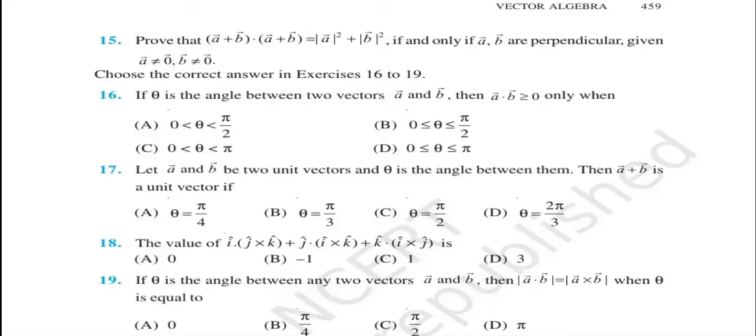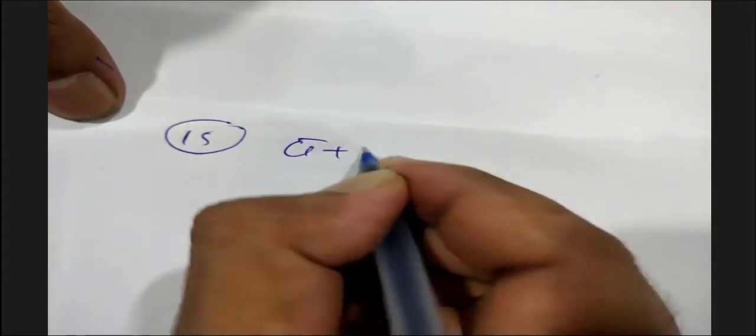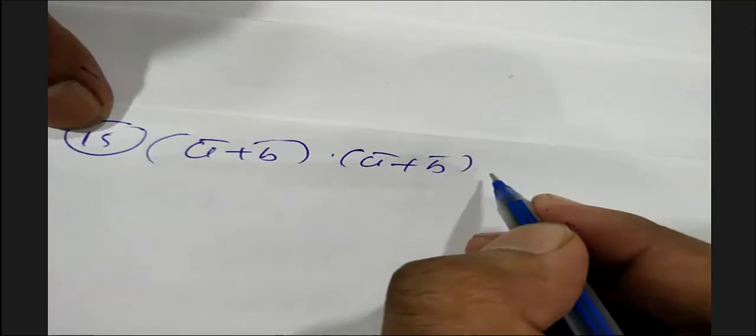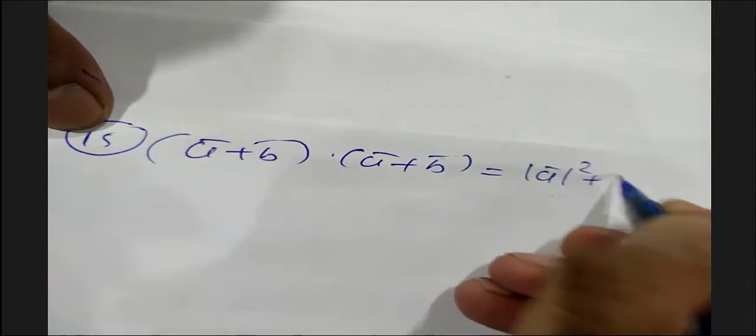Prove that (a bar plus b bar) dot (a bar plus b bar) is equal to a square plus b square if and only if a bar and b bar are perpendicular, given that a bar is not equal to b bar. Okay, prove that. Easy, very easy. They said (a bar plus b bar) dot (a bar plus b bar) is equal to magnitude a square plus magnitude b square.